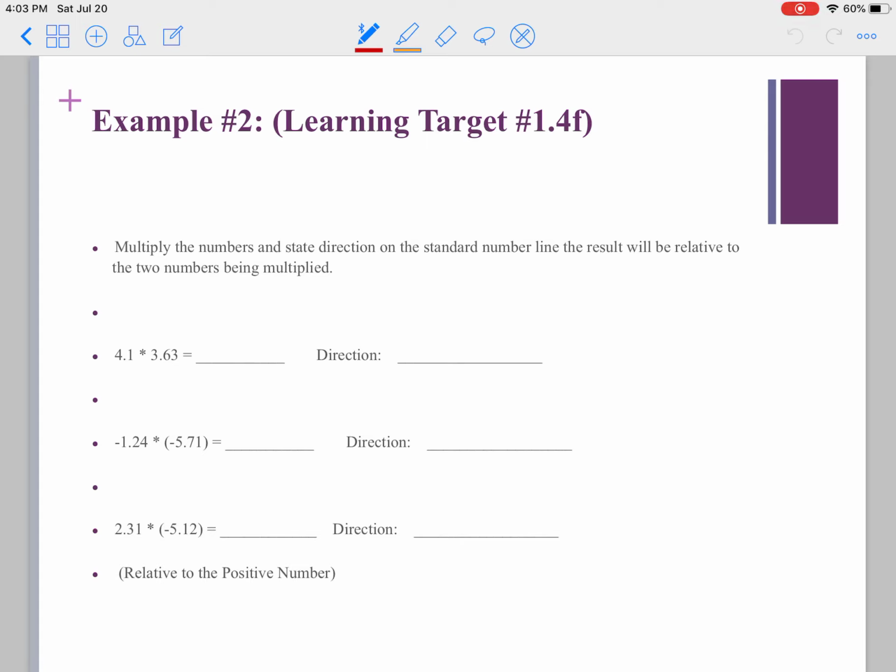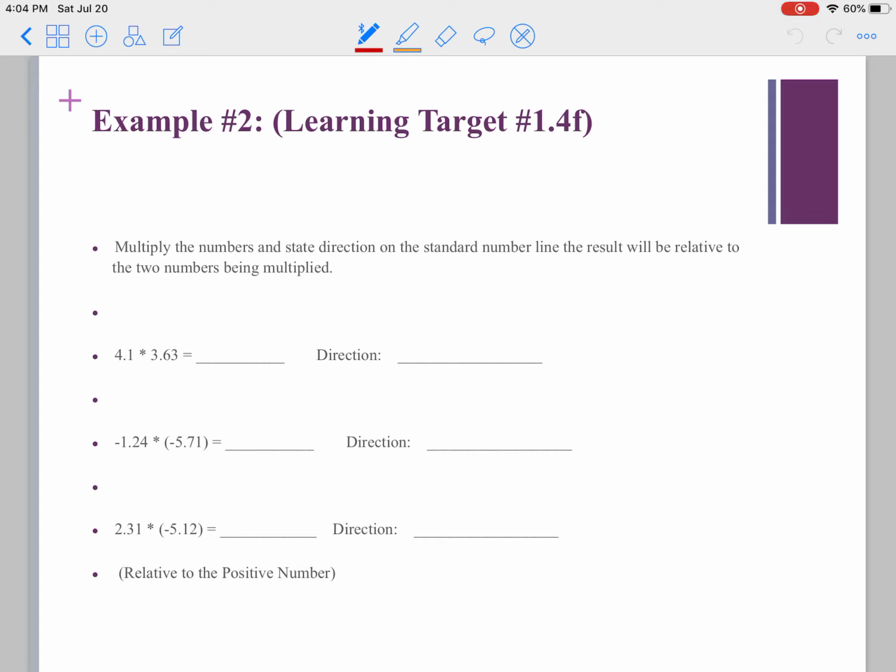Example number 2, highlighting learning target number 1.4f. So what we're going to do is multiply the numbers and state the direction on the standard number line. The result will be relative to the two numbers being multiplied. So what I want you to do is hit pause, work through the examples. When you're finished, hit play again, and I will work through them with you to see how well you're understanding the content. So go ahead and hit pause.